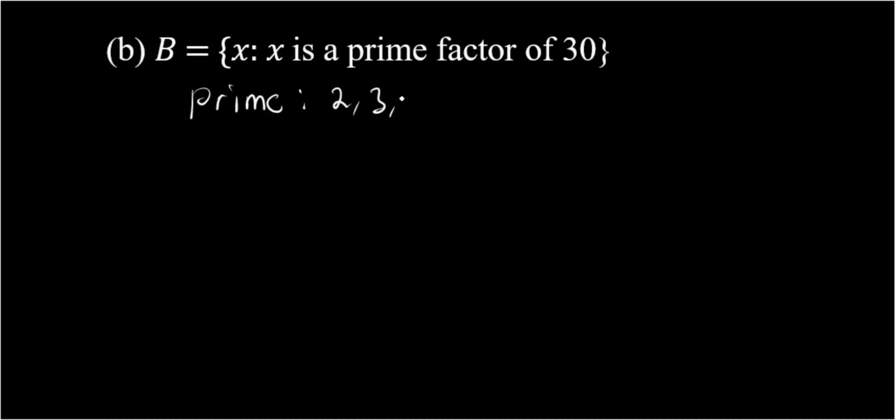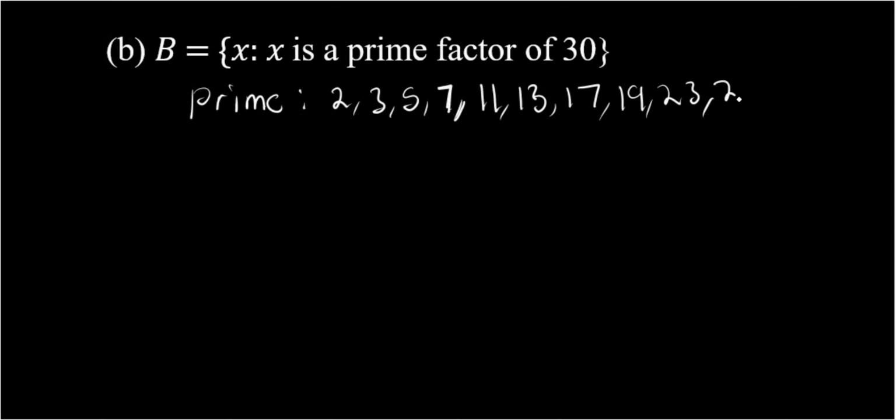The prime numbers that we know by ourselves are 2, 3, 5, 7, then 11, then 13, then 17, then 19, then 23, then 29. All of these are what we call prime numbers.